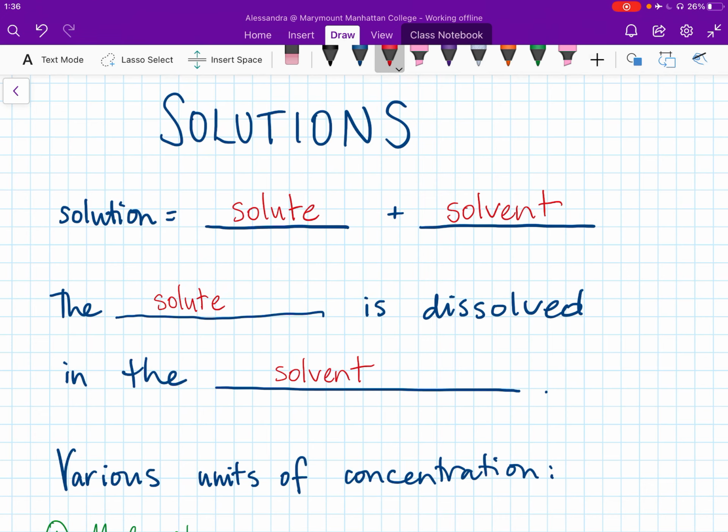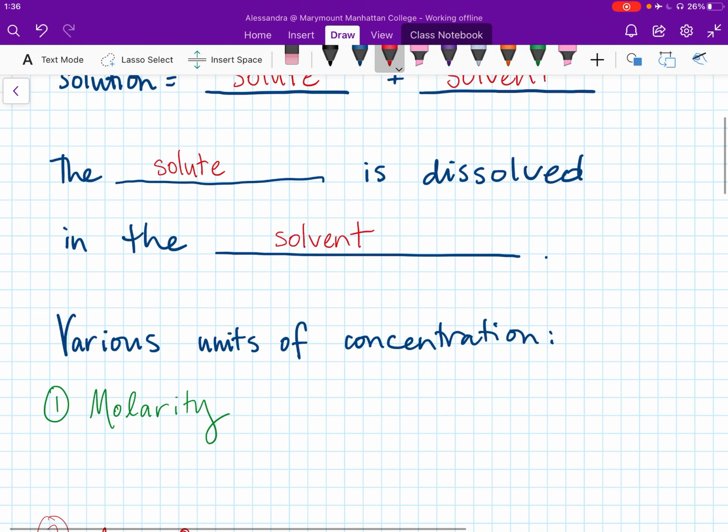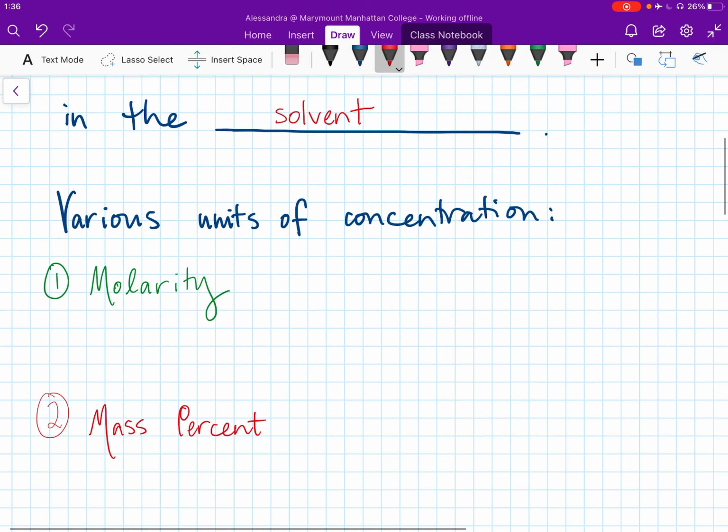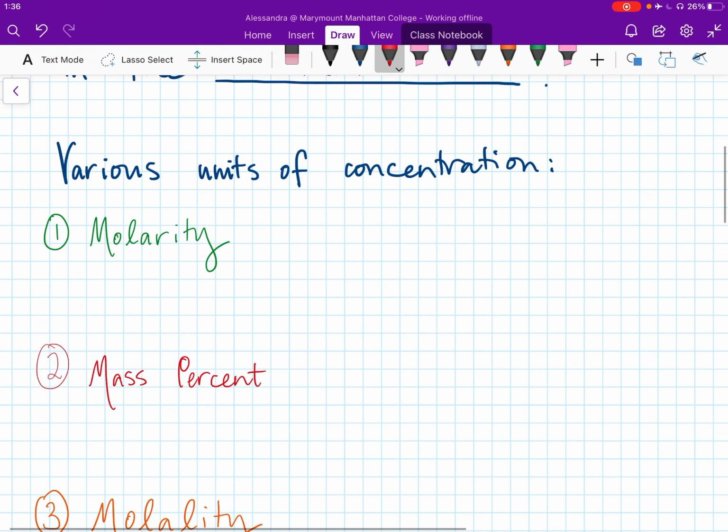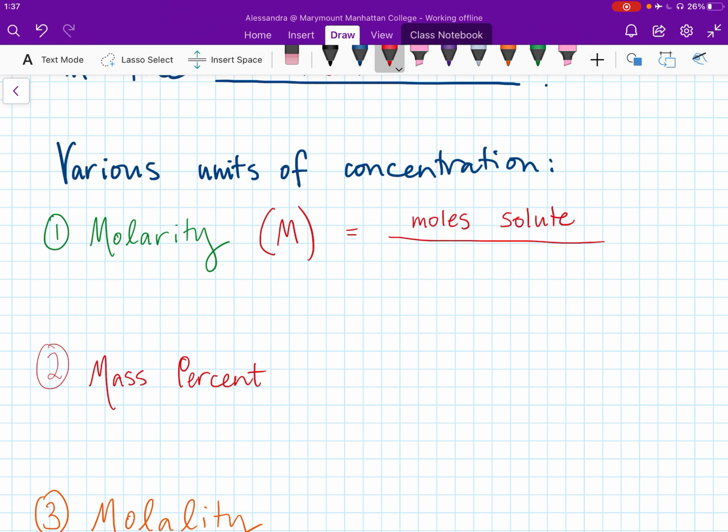Now, what I want to do in this lecture is talk about various units of concentration, how we quantify how much solute there is in a solution, basically. Now, the one that you've seen before, the classic unit of concentration in general chemistry, is molarity. We denote molarity with a big capital letter M, and what it stands for is the number of moles of solute that you have per liter of solution.